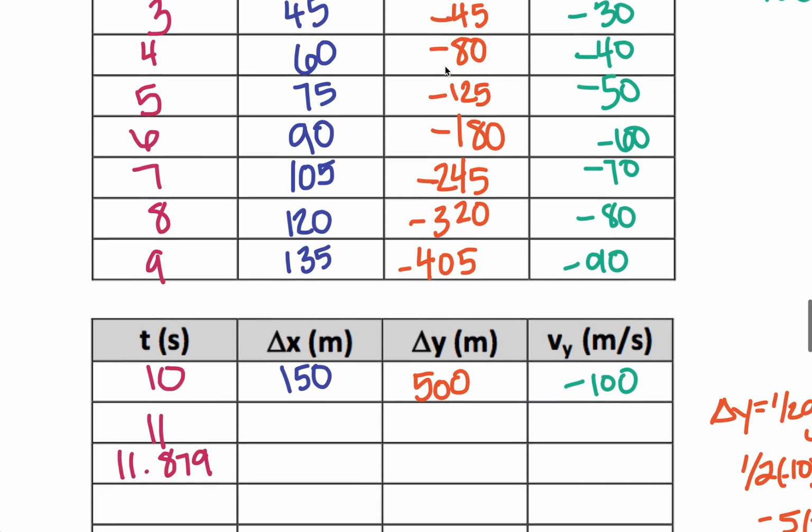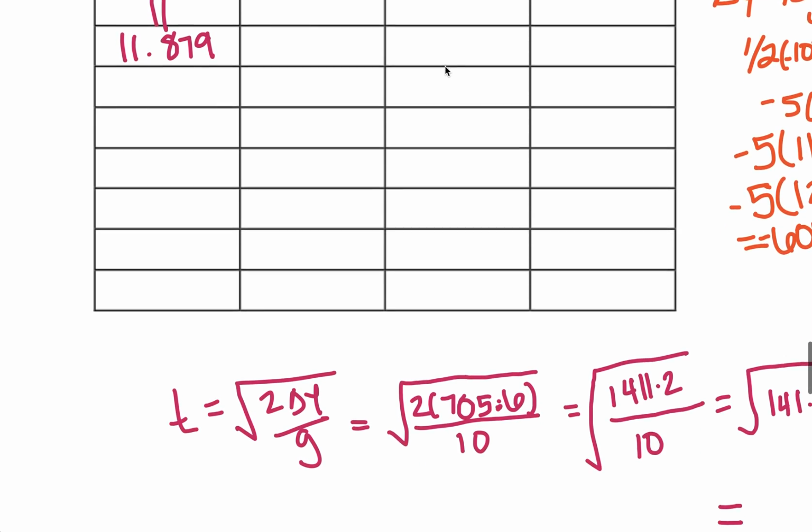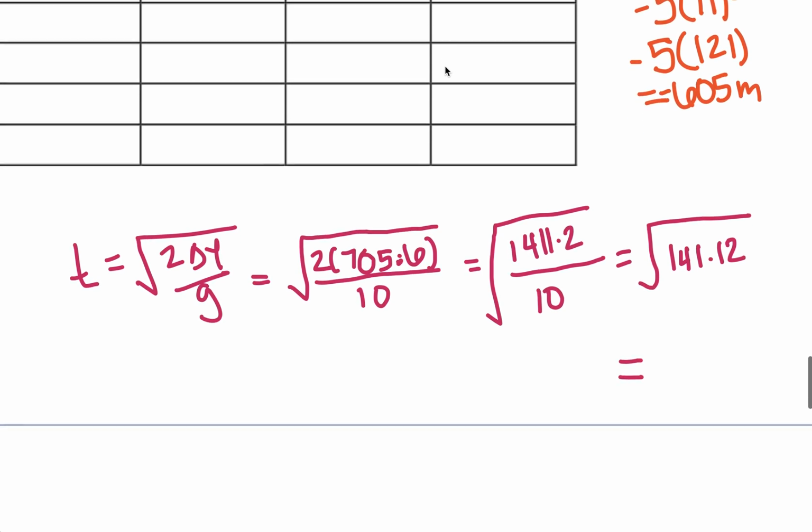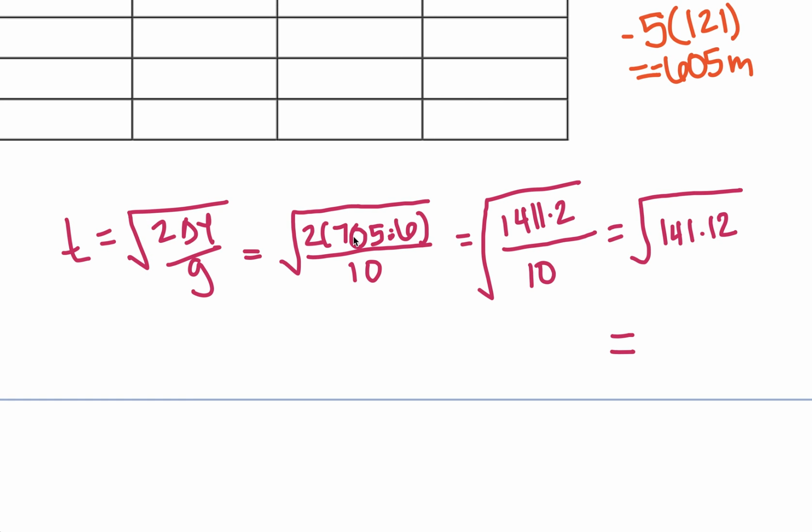And I wrote out the time equation right here. Since we had the delta y, then we can use this time equation. Now, if we had the delta x and velocity in the x, then we could have done that as well, but we only had the velocity in the x direction. So I took t is equal to the square root of 2 times delta y over g. I filled in what I knew: 2 times 705.6, the height of the cliff, over 10.